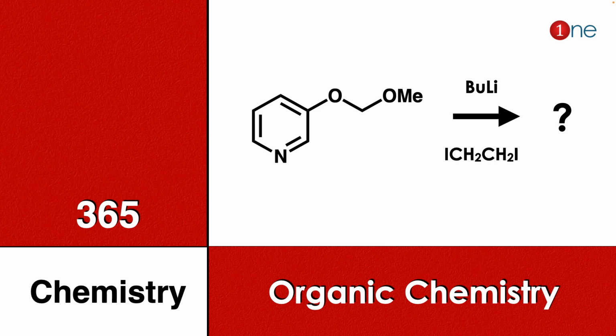Organic chemistry questions for you. Here you have pyridine with a side chain, an ether, and a terminal ether. You are reacting it with butyl lithium and diiodoethane. You have to find what will be the final product.